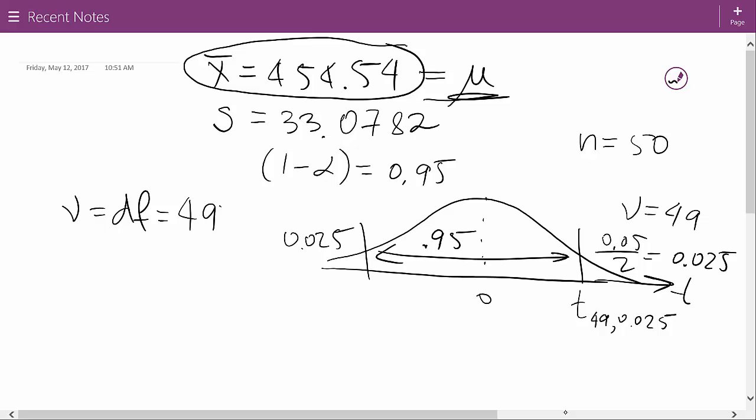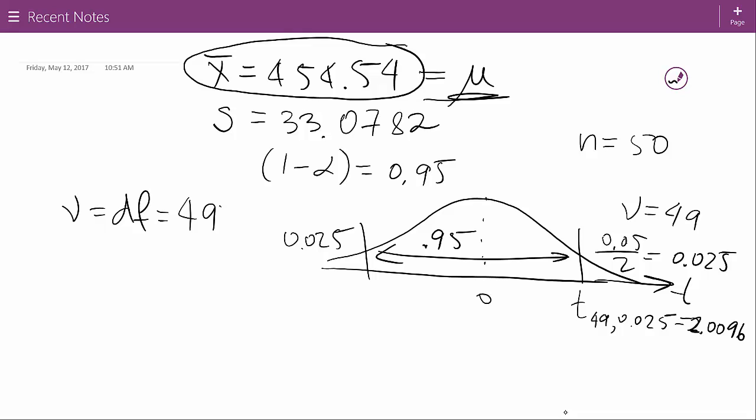Okay, so going back to my notes, right there. This value, t, 49 degrees of freedom, that gives me 0.025 in the right tail, is 2.0096. That's the one that I have to use. And now I have all the necessary ingredients for my secret ingredient soup, right? Like in Kung Fu Panda.